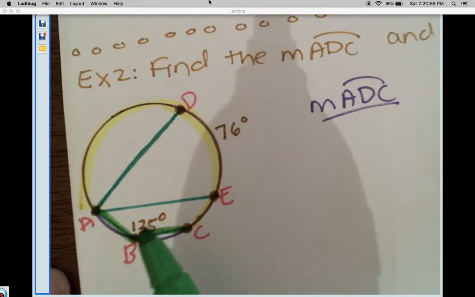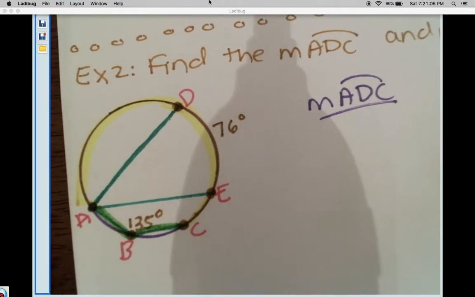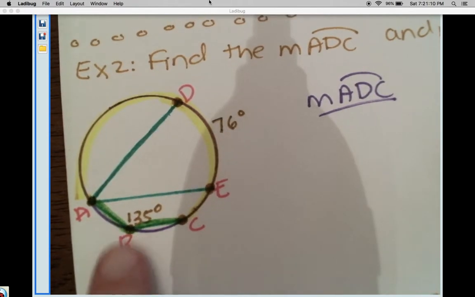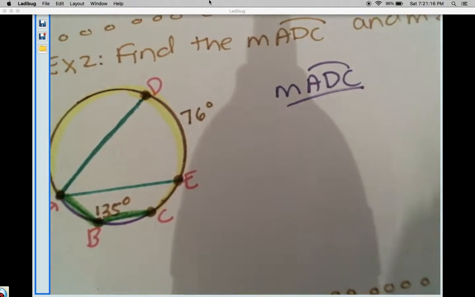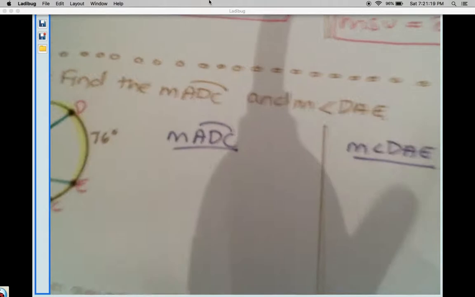What do you do to the measure of an inscribed angle to get the measure of its intercepted arc? You would double the inscribed angle to get its intercepted arc. So I'm going to set up a statement that describes that relationship.